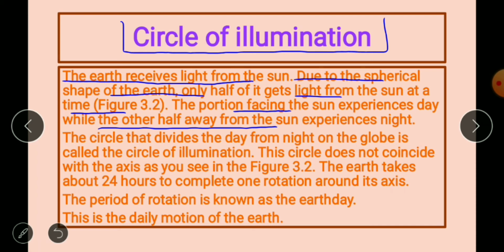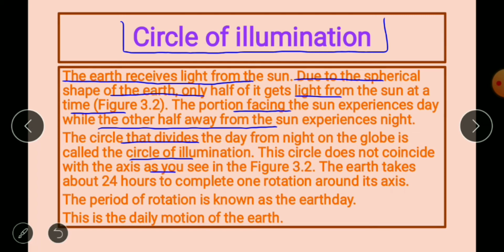The circle that divides the day from night on the globe is called the circle of illumination. So the circle that divides the day from night on the globe, that is called the circle of illumination. This circle does not coincide with the axis, as you see in the figure 3.2. Coincide means occur at the same time. So that means this circle does not occur at the same time with the axis.